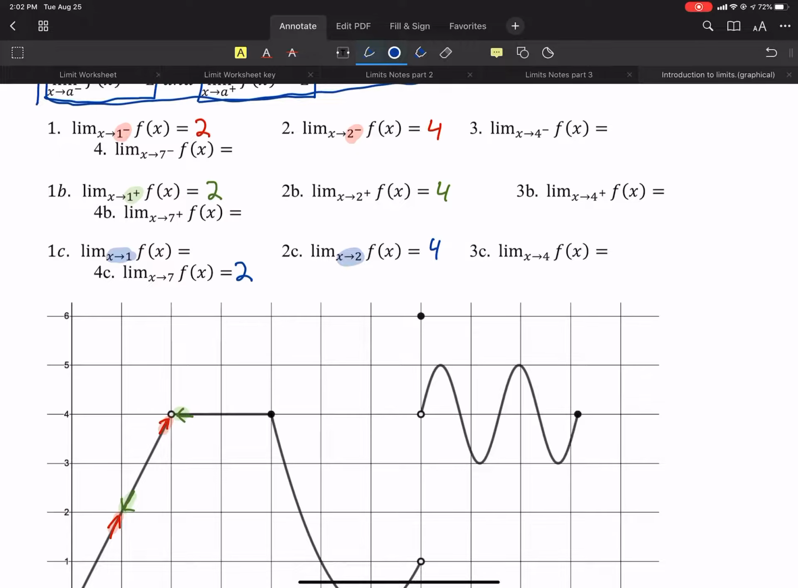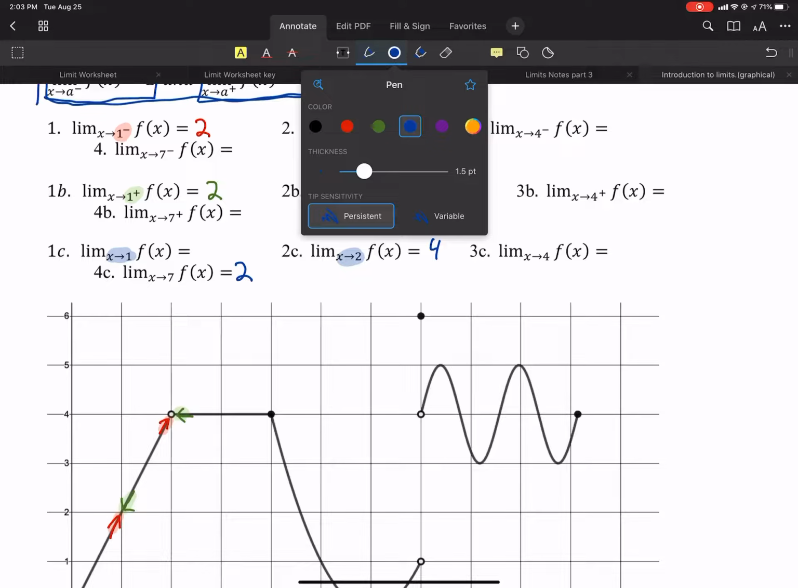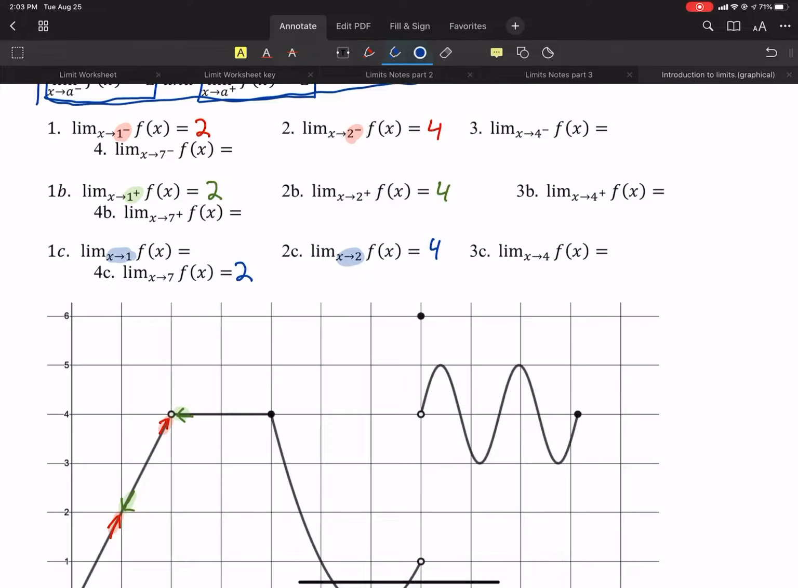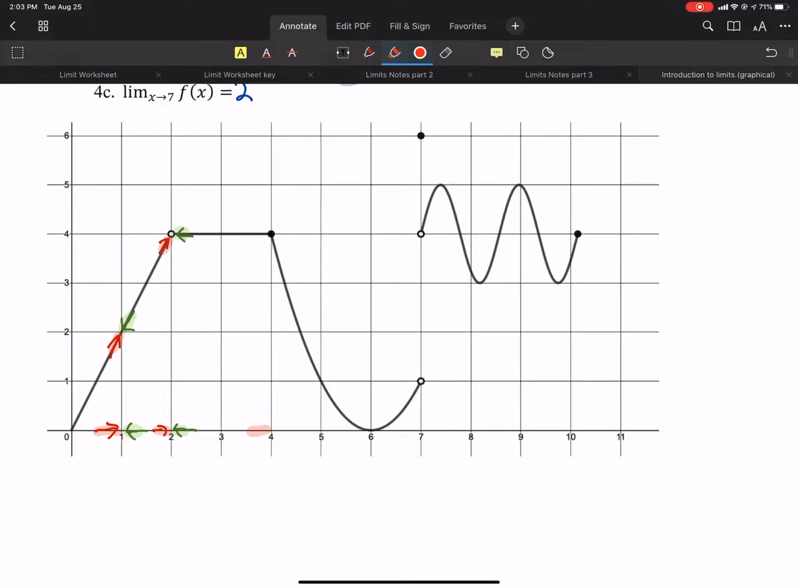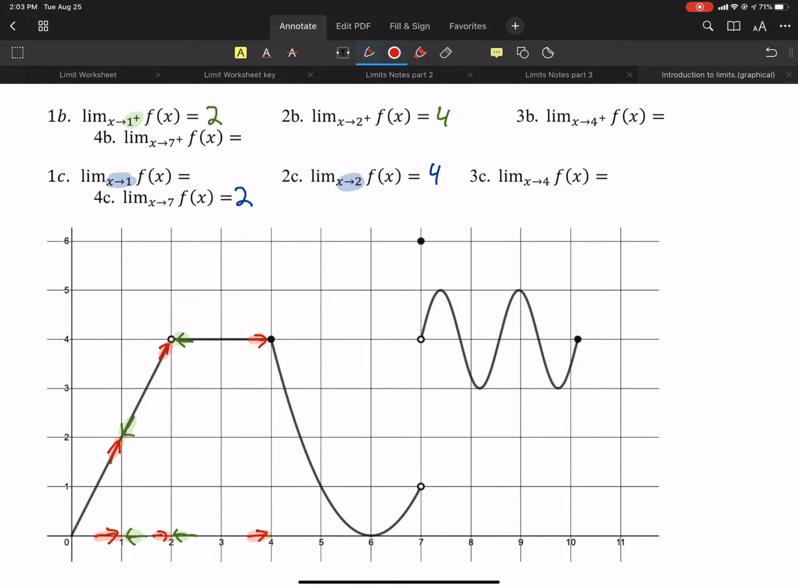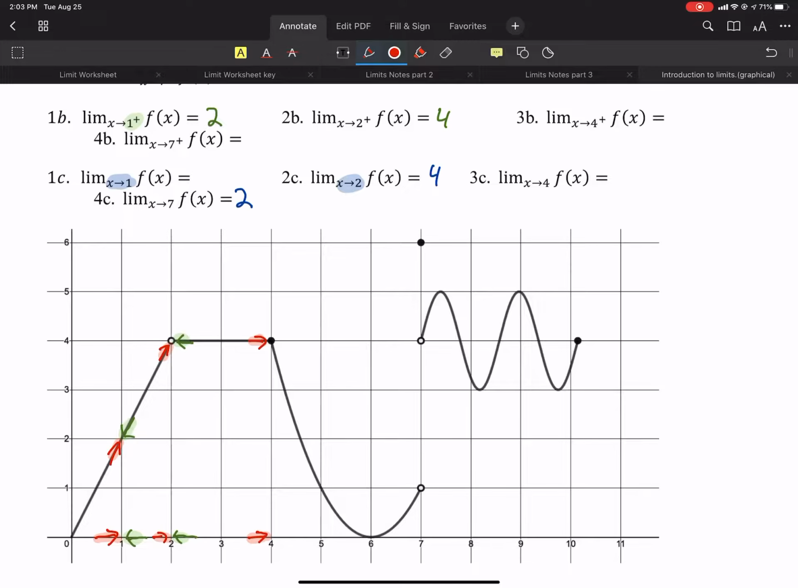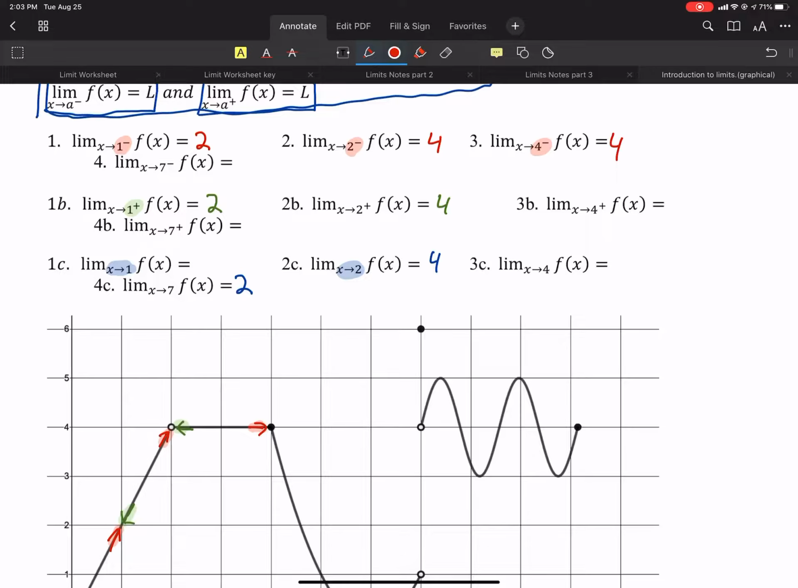All right, number 3. Hopefully you've done that. If not, pause. Right, we're approaching 4 from the left. Well, 4 from the left is this side. And the x approaches 4, but to see what the y value does, we need to look at the graph, which is there. So clearly, as x gets close to 4 from the left, the y value is 4.